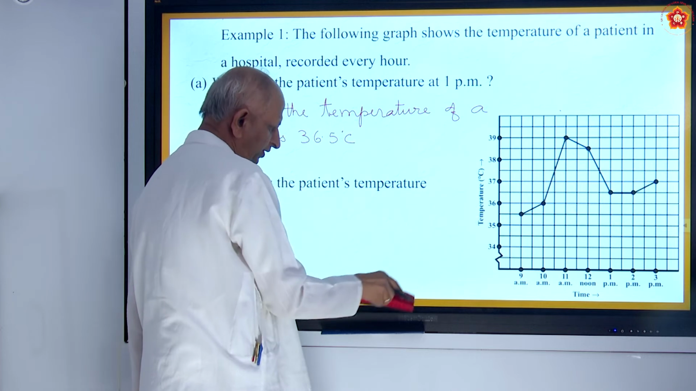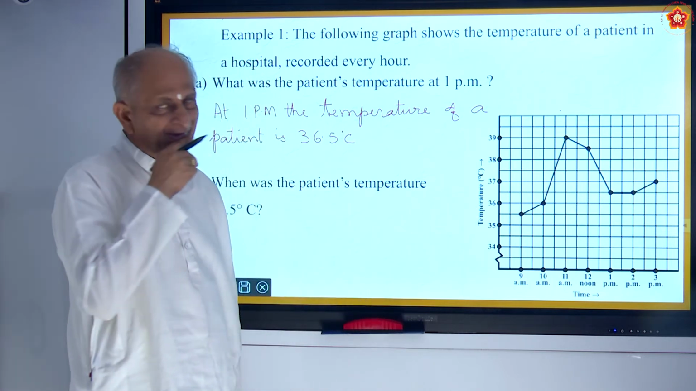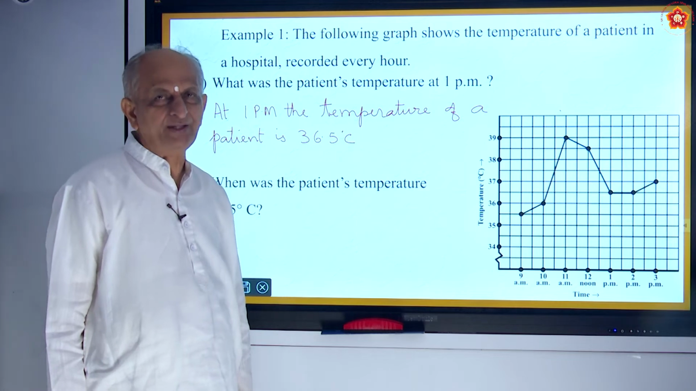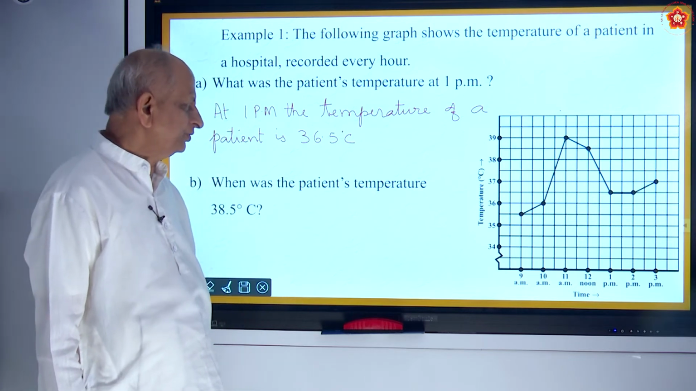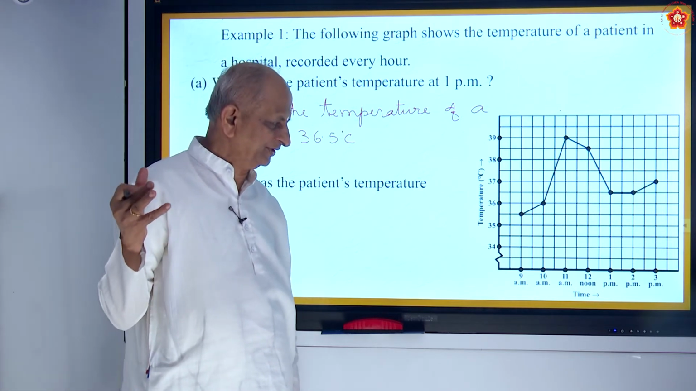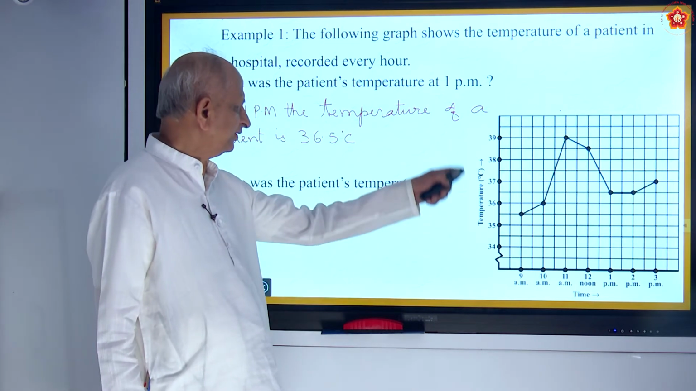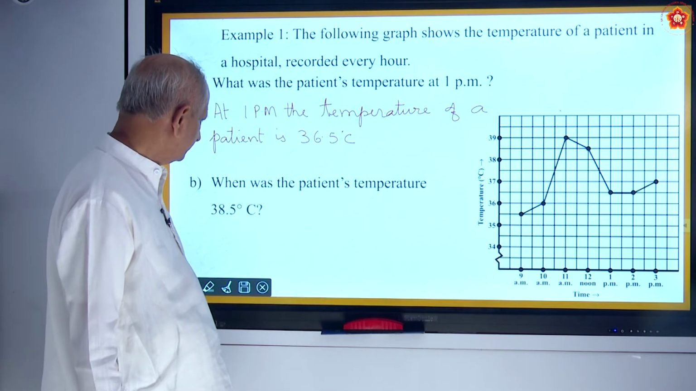There are three kinds of measuring temperature. What is temperature? The degree of hotness or coldness of a body. It is measured in three scales: Celsius scale, Fahrenheit scale, Kelvin scale. Here it is about Celsius only, so let us not worry about other things.